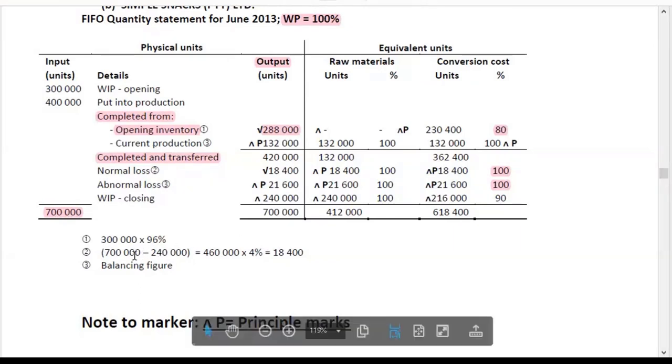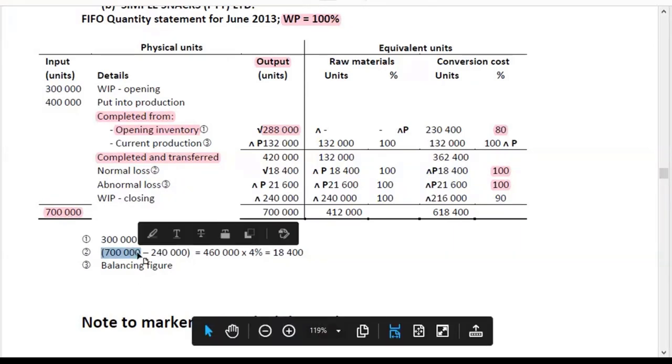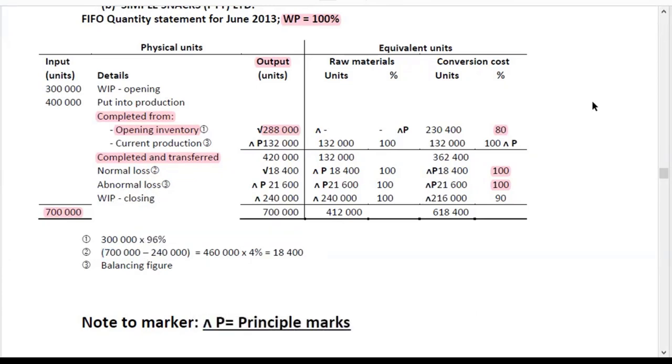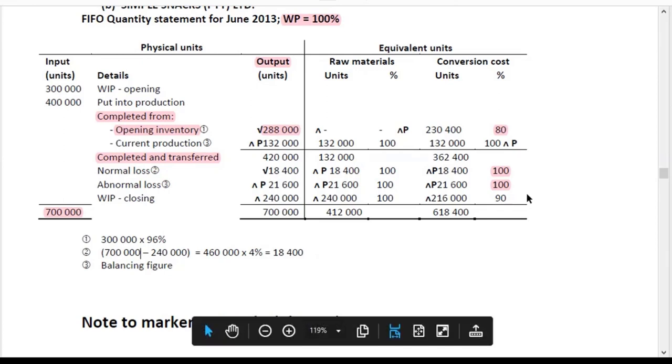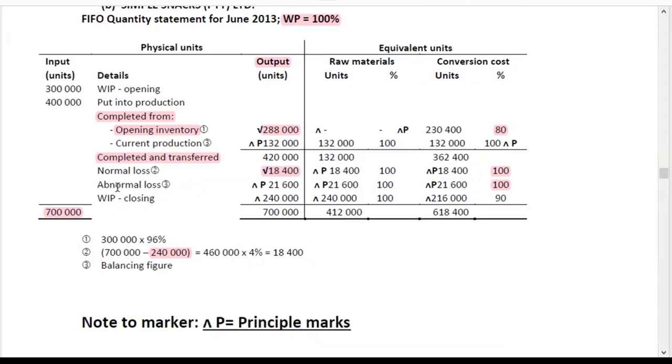We saw it. So you keep it in terms of your input. Then you go to your closing WIP. Was it before or was it after? It was before. And as a result, you deduct it from your input. Those are the two rules. So now you deduct it from your input. So as a result, what is my normal loss? It's the 460 multiplied by 4%, and that's your normal loss there. And yet again, abnormal loss in this instance is a balancing figure.